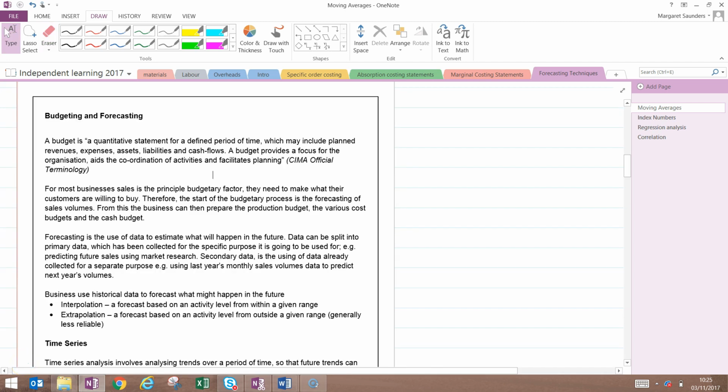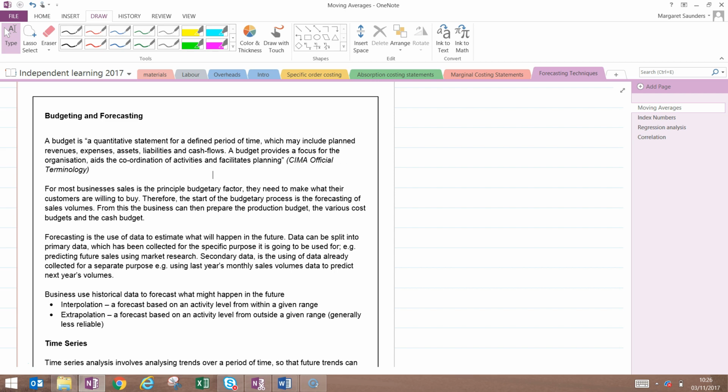The definition of a budget is that it is a quantitative statement for a defined period of time, which may include planned revenues, expenses, assets, liabilities and cash flows. The period of time that a budget relates to will be in the future. A budget will provide a focus for the organisation. It will aid the coordination of activities within the organisation and it facilitates planning.